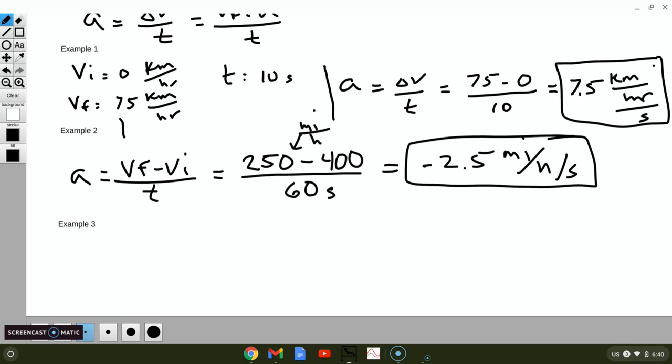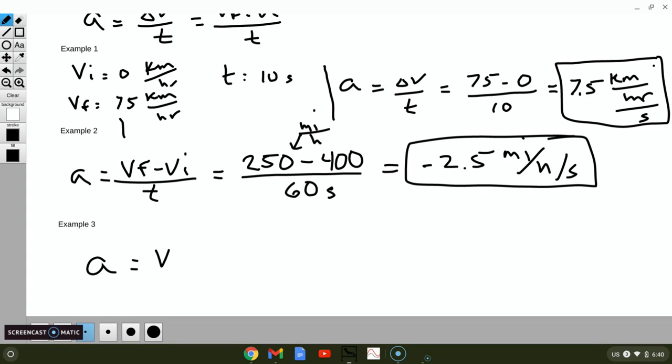All right, you go ahead and try number 3, hit pause, and then I will work number 3 as soon as I'm done here. Okay, so here's number 3. An object at rest is accelerated to 20 kilometers per hour in 10 seconds. What is the acceleration? So remember, from rest is our favorite.